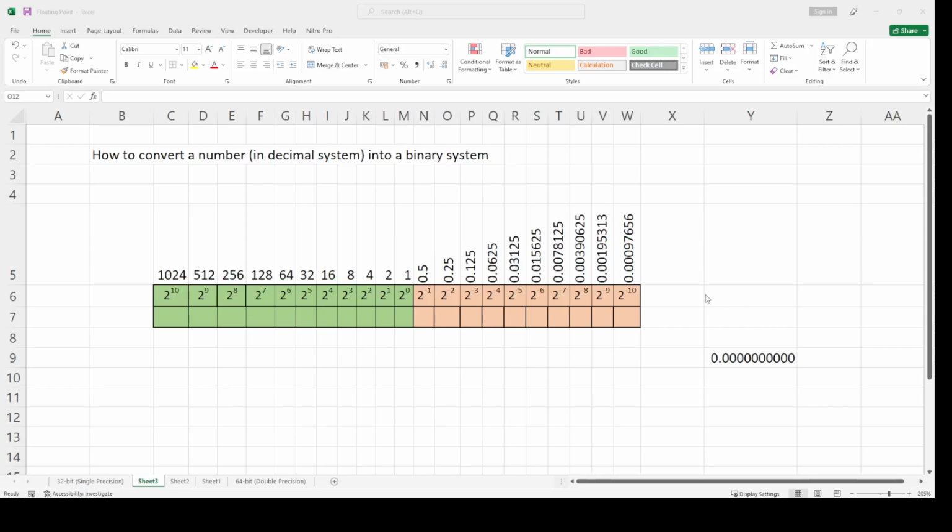Okay, good day. Our topic for today is how do we convert a number in decimal system or decimal notation into a binary system or binary notation. As you can see, this is a part of solutions to civil engineering, in the introduction part. So why do we need to understand this?